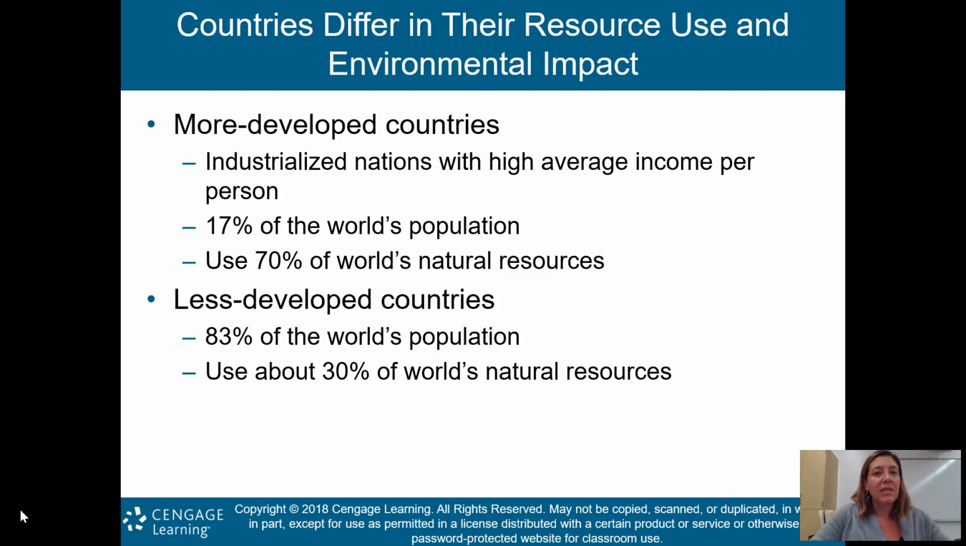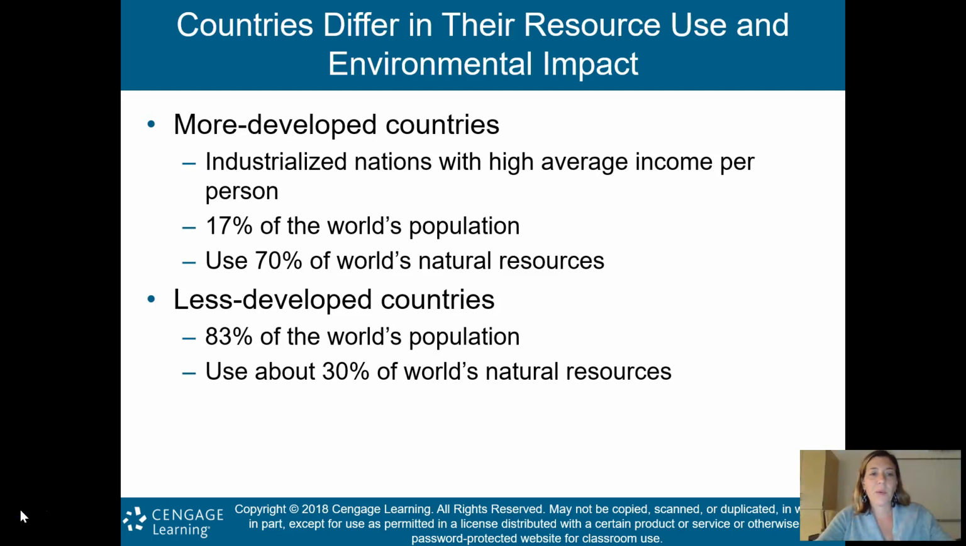The United States specifically makes up only about 4.3% of the world's population. Our population is currently at about 330 million people. And as a country, we are currently using about 30% of the world's resources.